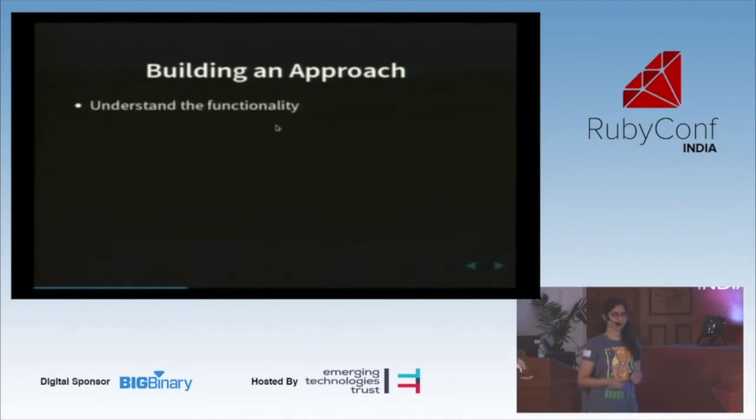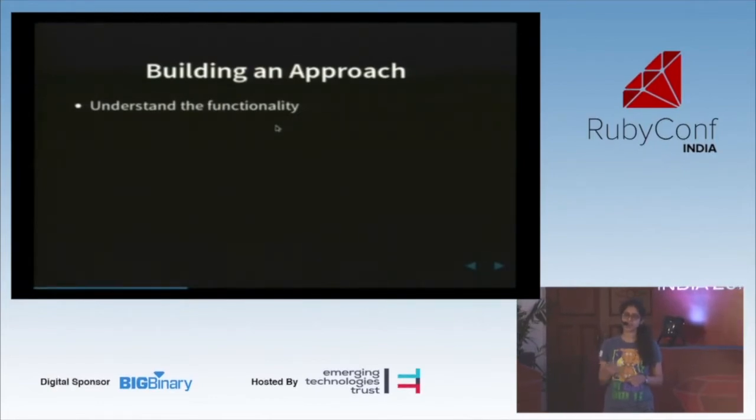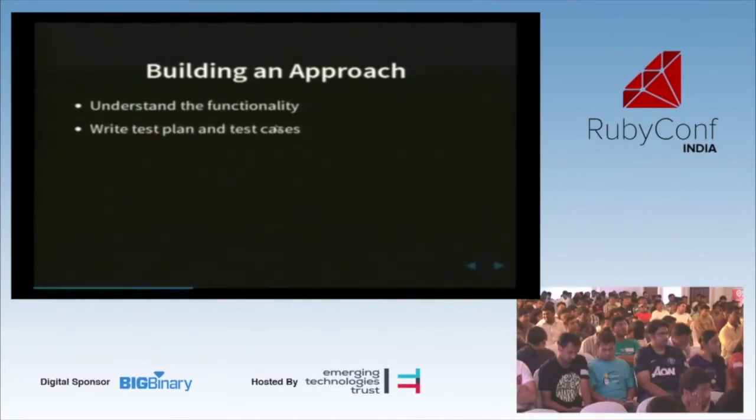Building an approach. Understand the functionality of the application. It is very important to understand the behavior of the application. What is the functionality? Knowing what we are testing is important. Knowing the scope of the application helps. Also knowing your audience, what combination of operating systems or browsers your audience is using. Considering all these factors, you can prioritize your testing methodology.